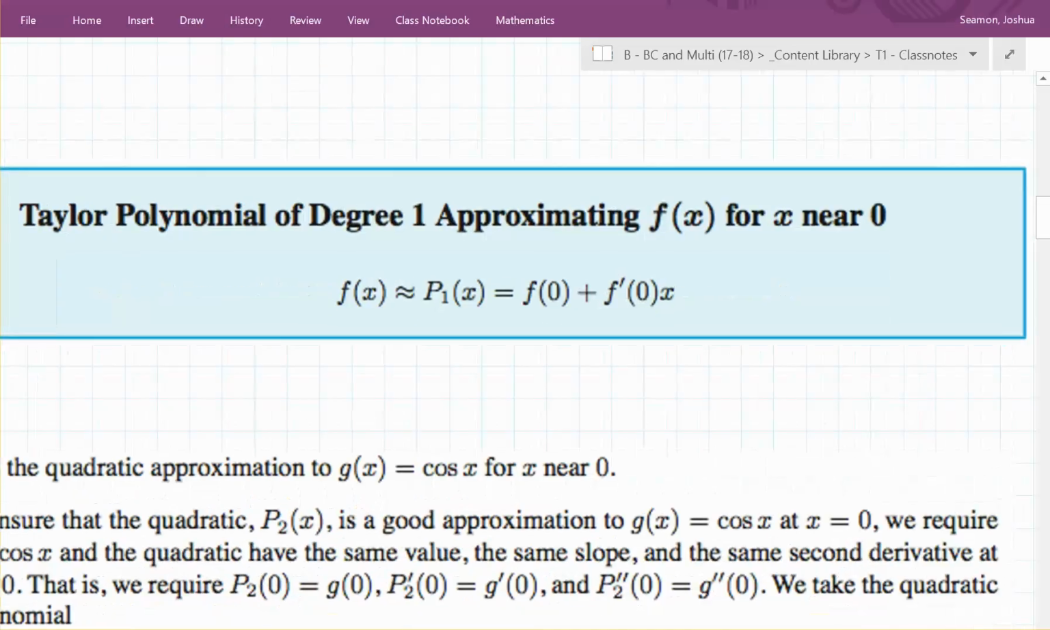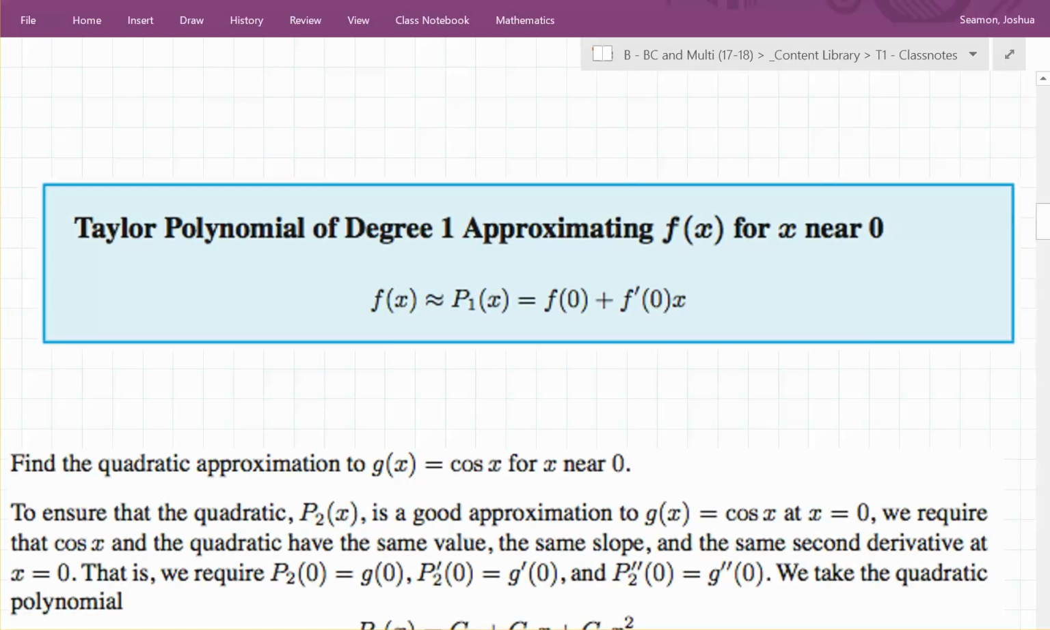Exactly. This is called the Taylor polynomial of degree 1 approximating f of x for x near 0. All this is saying is that a tangent line is really good at approximating a function when you're really close to the value that it's tangent at. In this case, what's the x value that it's tangent at? 0. You'll get a choice sometimes where to nail these things to the function. When you can choose 0, 0 is nice.